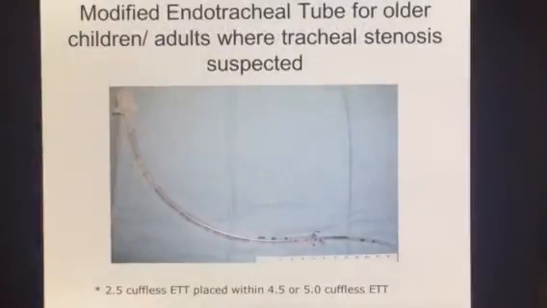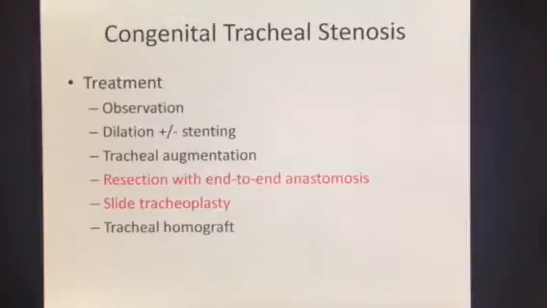This is an example of an elongated endotracheal tube, where a 3.0 endotracheal tube or a 2.5 narrow endotracheal tube is sutured to the end of a longer endotracheal tube, such that for an older child or for adults, you can access the narrowing because these smaller endotracheal tubes do not have the length to get there.